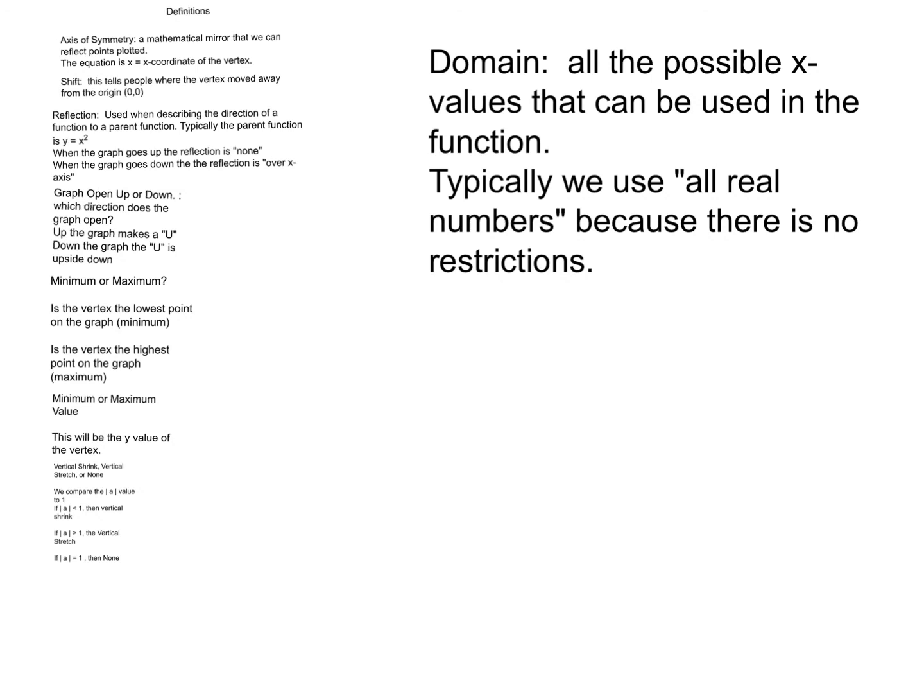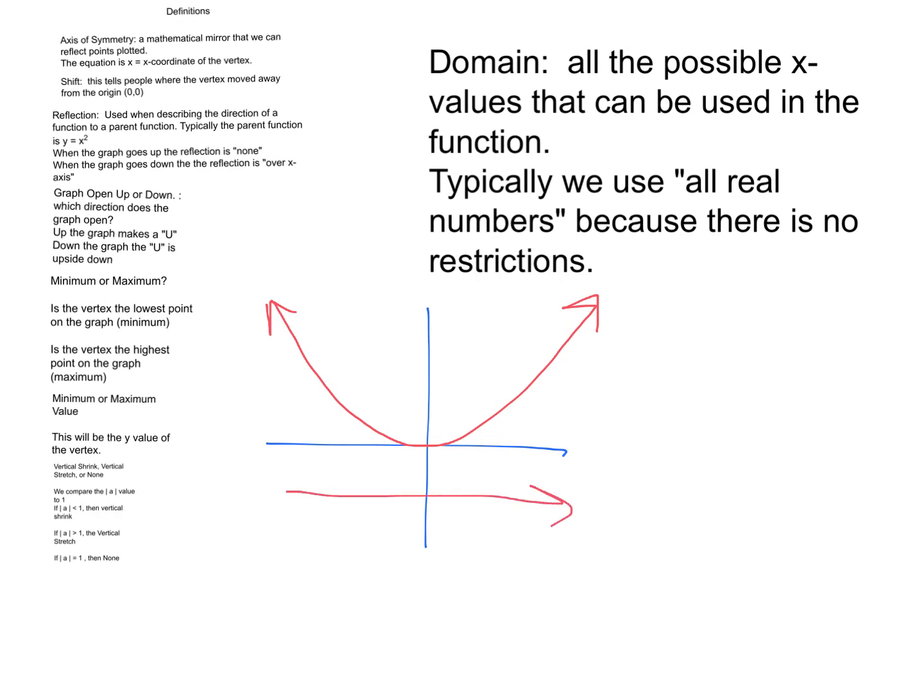Now domain. Let's deal with all the possible x values that the function can have with no restrictions. If there are no restrictions, we say there's all real numbers. Now again, a restriction is going to be where the graph doesn't go. However, in most standard parabolas, no matter what the parabola looks like, there's hardly ever going to be a restriction on the x's. The x's, remember, go from left to right. And there's no gaps or holes in my graph. Therefore, typically, the domain will be all real numbers.